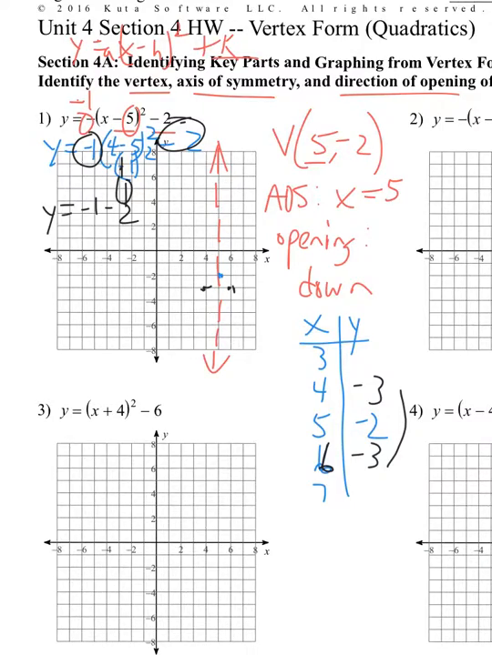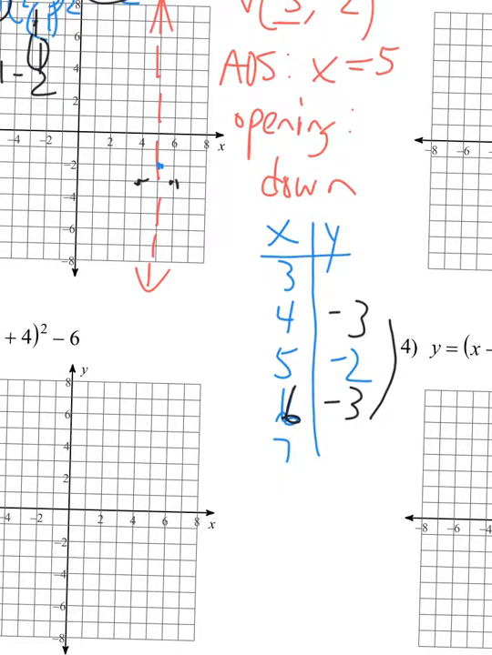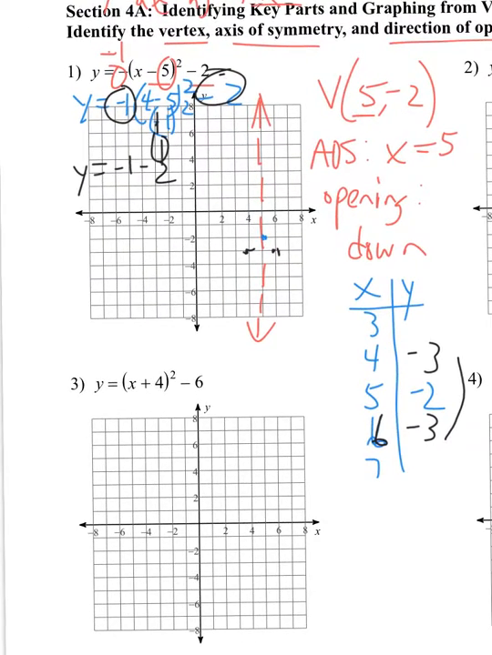Let's zoom in a little bit here. And then if I plug in 3, here's what I have. I have y equals negative 1 times 3 minus 5 squared, and then minus 2. So I get a negative 2 inside parentheses. I have to square that, which is 4. Multiply 4 by negative 1, which is negative 4. And then subtract 2, so that's negative 6. So when I put 3 in, I got negative 6, which also means when I put 7 in, I'm going to get negative 6.